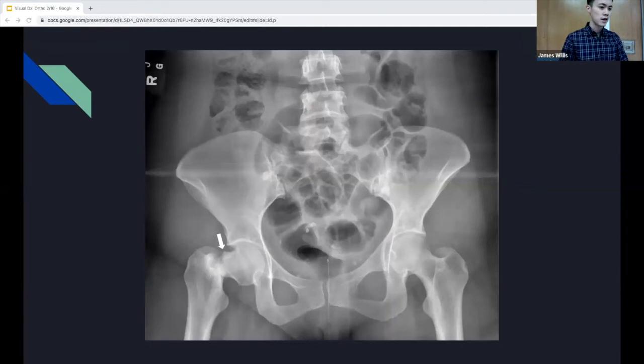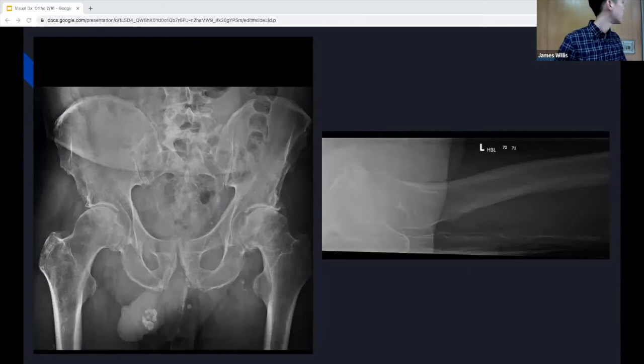This one, any guess on what that is? This is also intracapsular. It is transcervical. There's also a little dermoid cyst right there, those little teeth. All right, so the next one, any guesses? Remember, this is an ortho lecture, not urologic. So this is going to be a left-sided intracapsular.